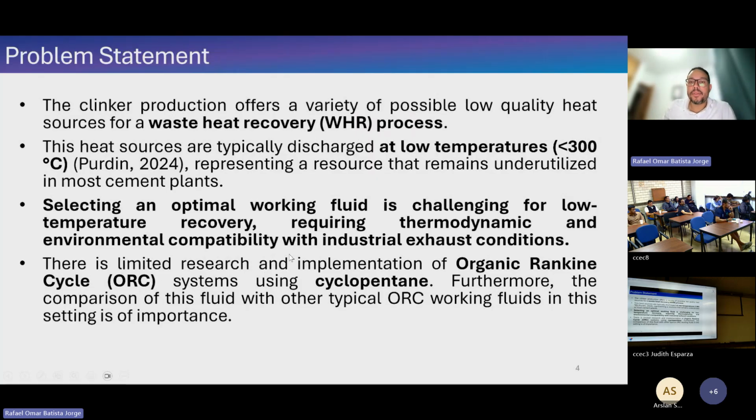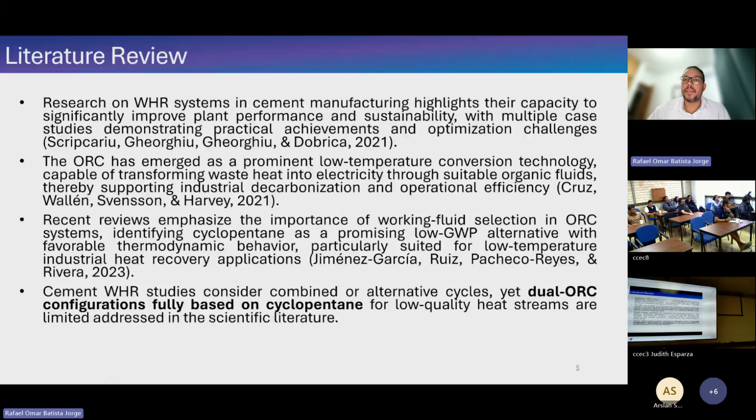And there is also limited research and implementation of organic Rankine cycle systems using our main working fluid for this study, that is cyclopentane, right? Furthermore, the comparison of this fluid with other typical ORC working fluids in this setting is of importance. We did a little comparison regarding that. So this is a little bit of literature review.